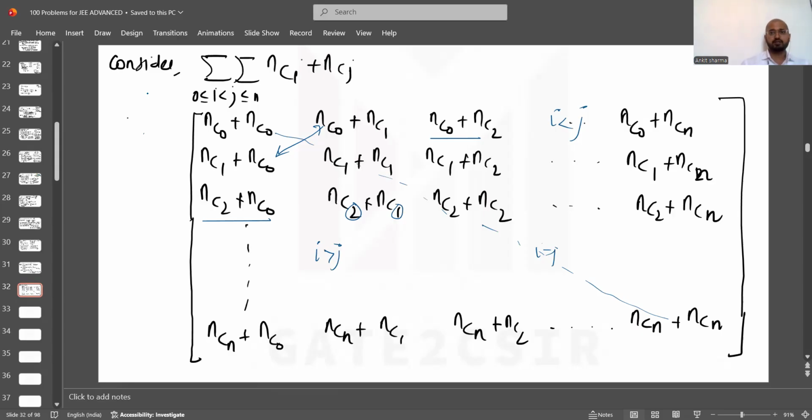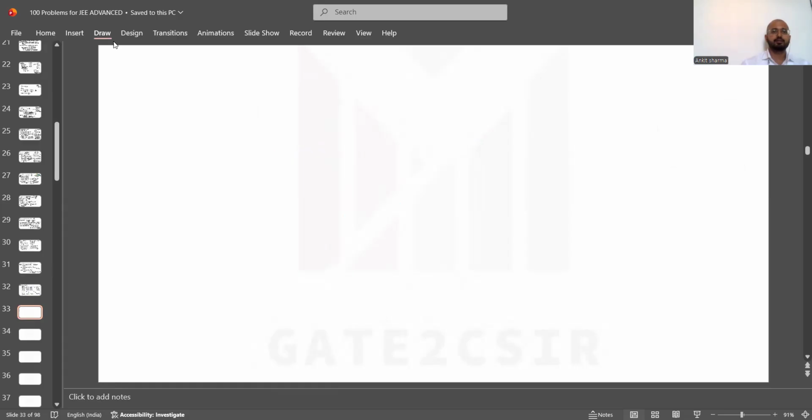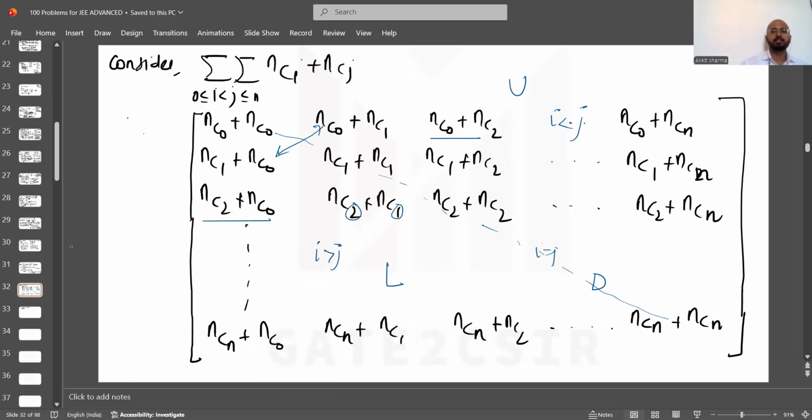And if I call this upper sum U, the lower sum L, and this diagonal D, it is the same as writing L plus U plus D is equal to the total sum. And we know that L is equal to U, the same upper sum we have here, by the symmetry. So let's find out the sum of total entries.